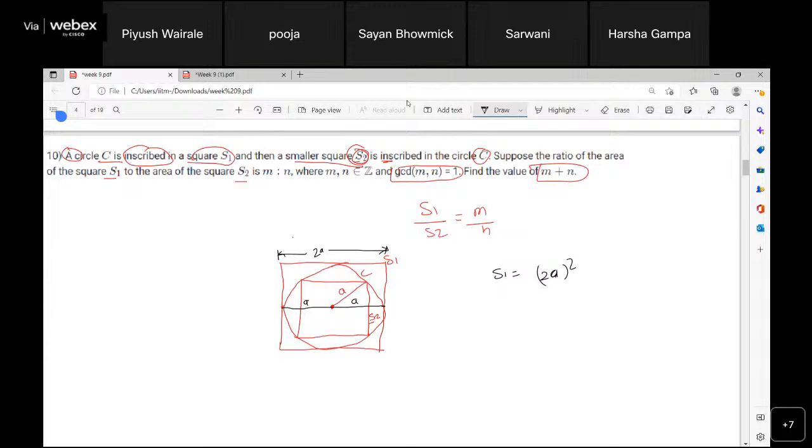Now what about this particular S2? I have this diagonal, right? This is A and this is also A, so the diagonal is 2A. Suppose the side of the square is B. Because this is my square, each side is B. So how do we find the value of B here?